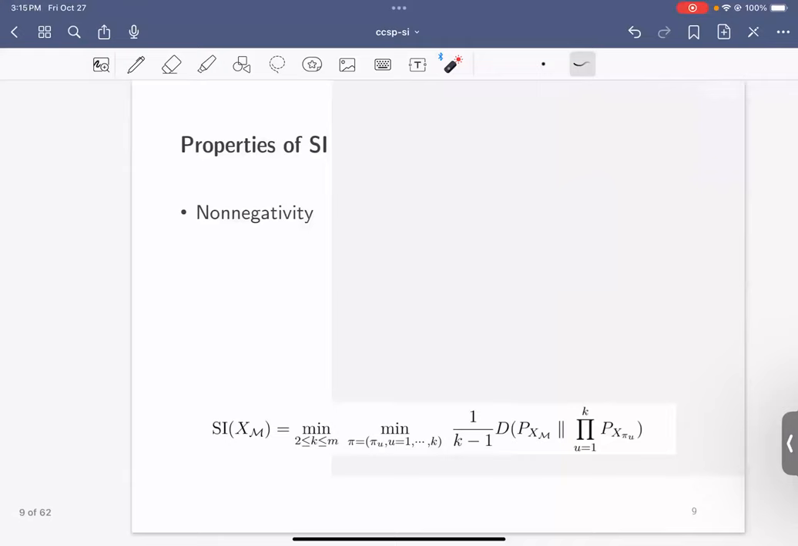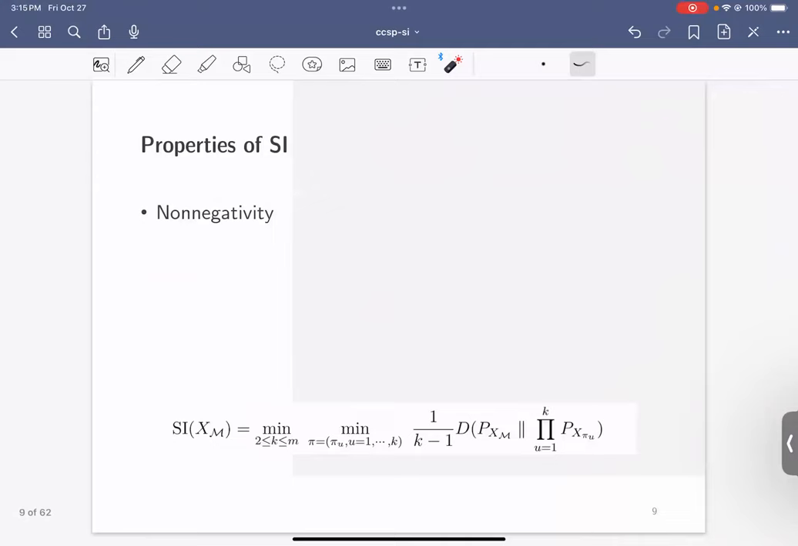Okay. So now we'll quickly go over some properties of shared information. First of all, notice that it's always non-negative, because this divergence term here is always non-negative, which is a standard result in information theory. And therefore, one nice property that you would expect a measure of dependence to have, non-negativity, holds for this measure. So that's one.